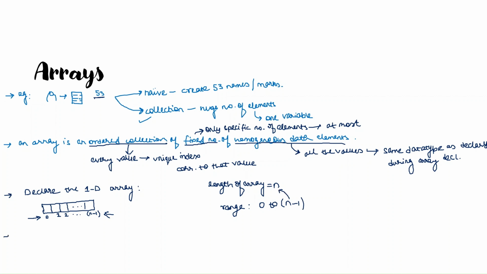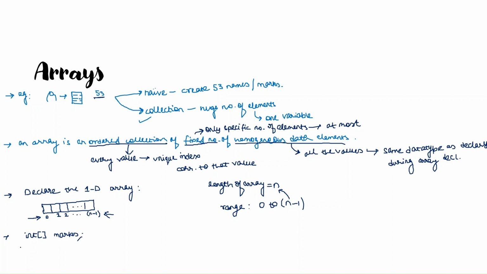So how to declare a 1D array? Let's say you want to store the marks of those 53 students. So you would say int and a pair of square brackets which denotes the dimension of the array, and then you would simply write the variable name marks. This is it. This is how you declare a 1D array.